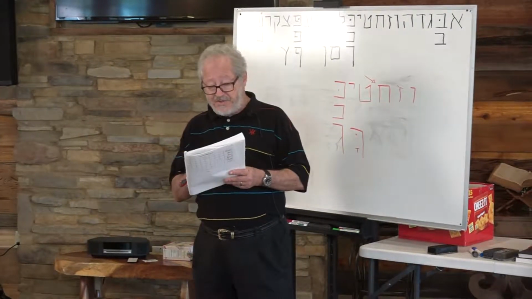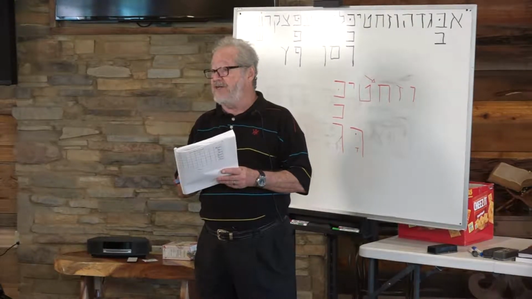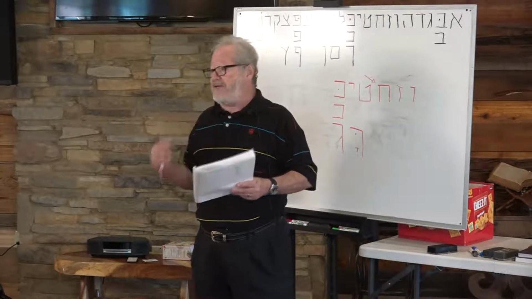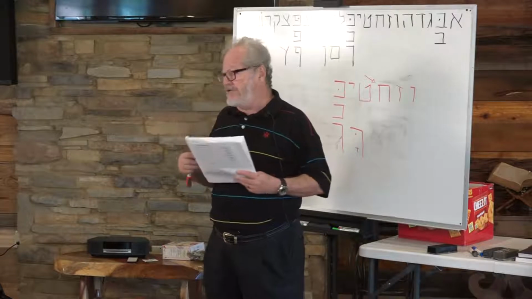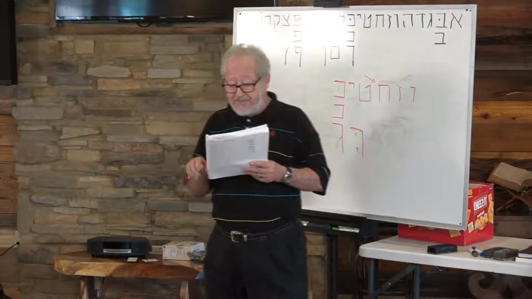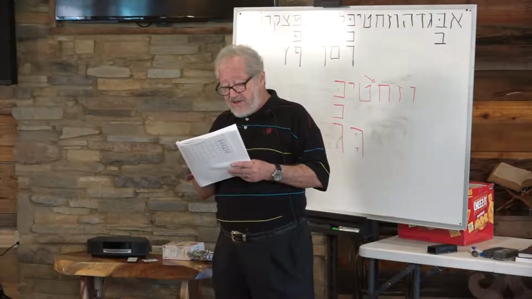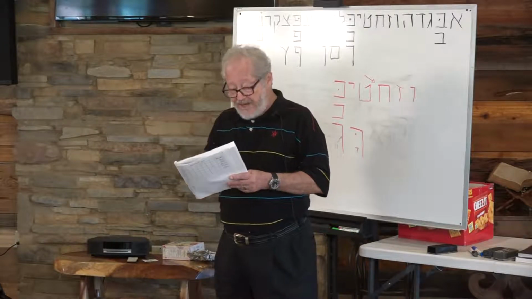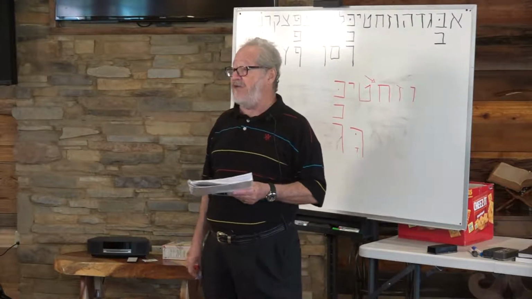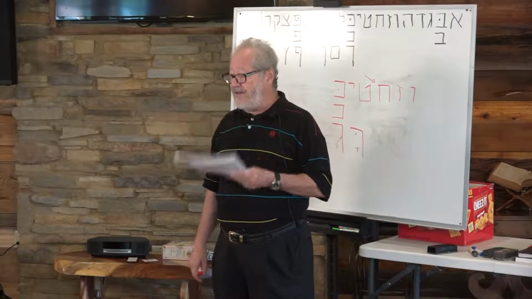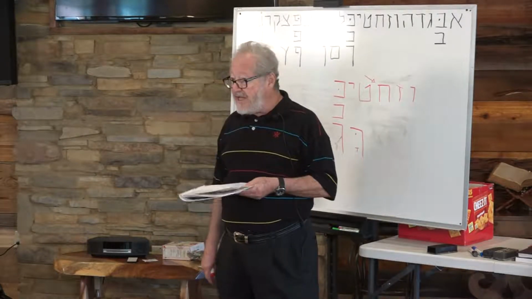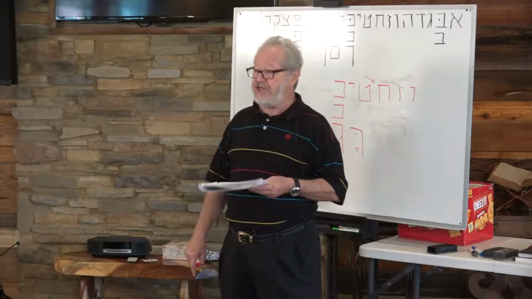So here are 3 examples with the X, and I'm going to choose a bet for my X letter, okay? So these 3 examples are B, or B, or B. And here are the 3 examples on how to write the E sound. With the Yud only, or with the Yud and the Chirik.